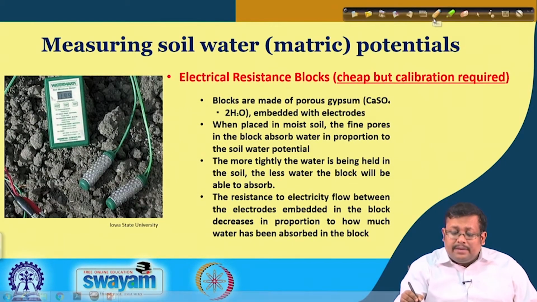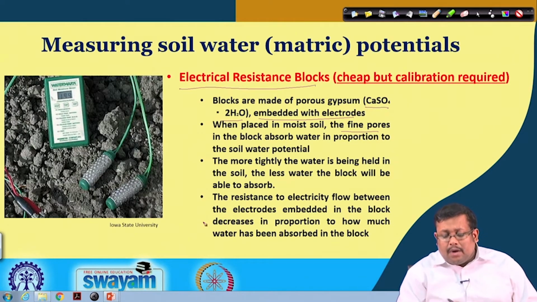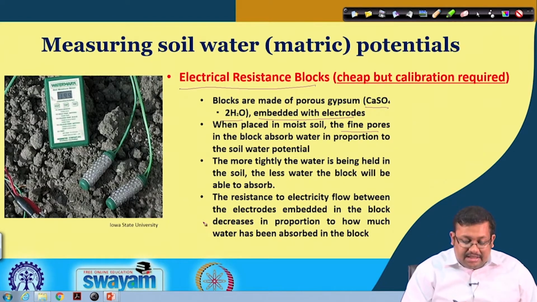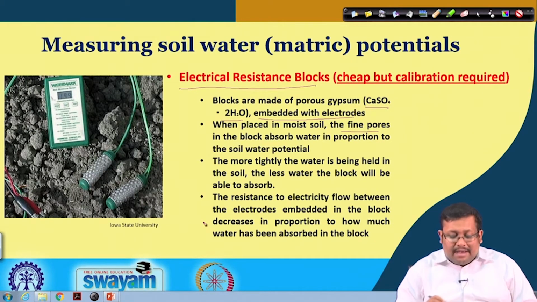There is another important instrument, we call it the gypsum block. We also term this gypsum block an electrical resistance block, because it is made of porous gypsum. You know the formula of gypsum, CaSO4·2H2O, which is embedded with electrodes. When we place this gypsum block into moist soil, the fine pores in the block absorb water in proportion to the soil water potential, and the more tightly the water is held by the soil matrix, the less likely that water will be absorbed by these probes.